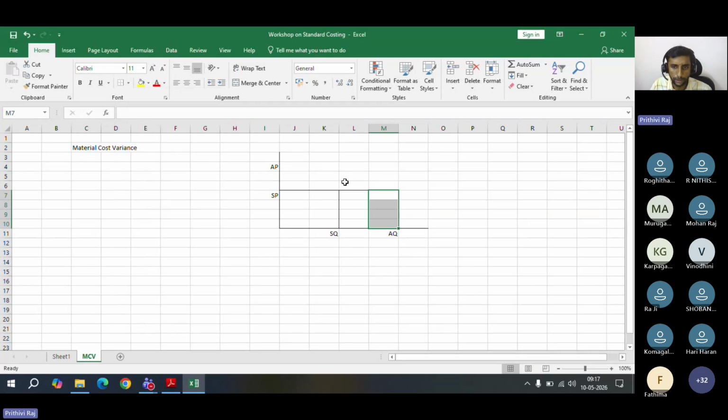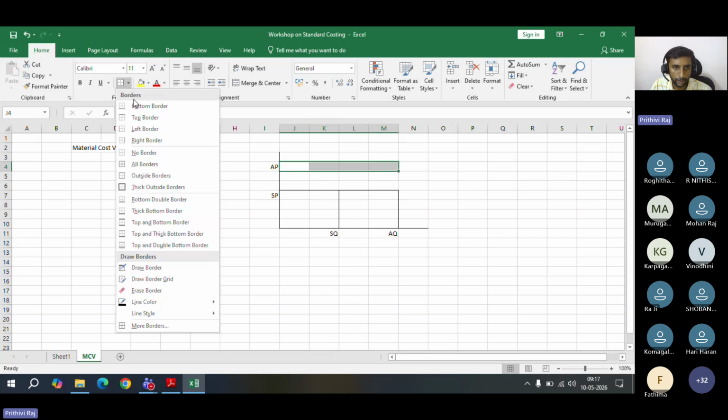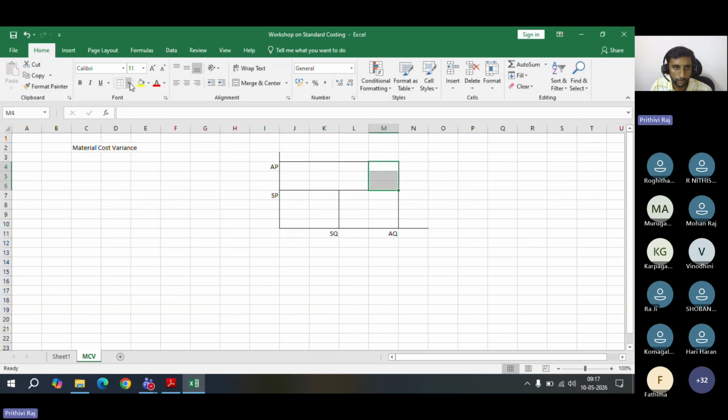Similarly, join SP and AQ. And finally, join AP and AQ. This is the graph which I want to do. So what I did, I just put a graph. Just join SP, SQ, SP-AQ, and AP-AQ. Don't join AP and SQ. Always AP will be joined to the last one, AQ.